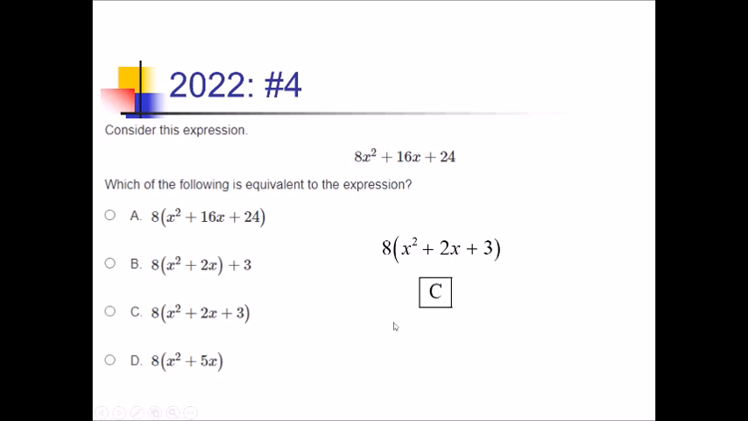Now, if you weren't sure, you could have actually just distributed 8 in all these different situations to see what would have given you what you started with.